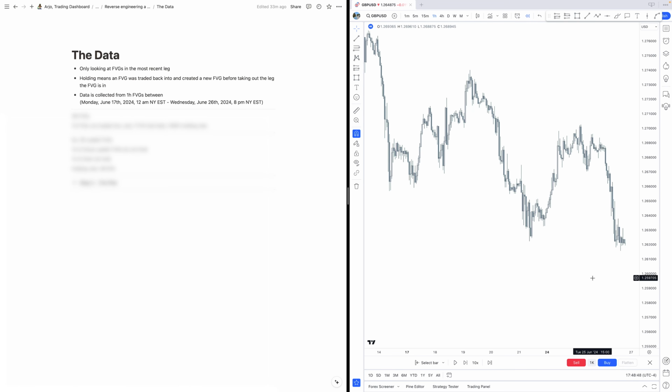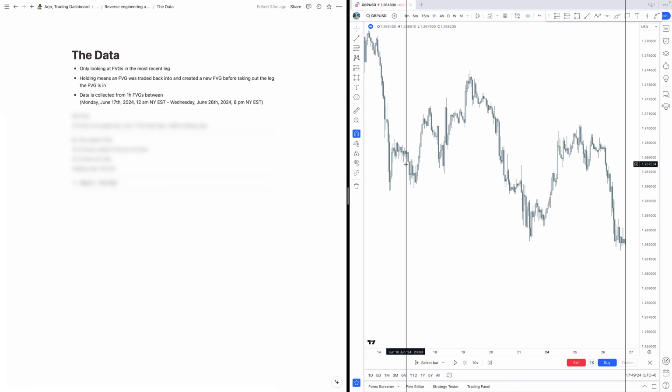All right, then we need to understand the data is collected from 1 hour fair value gaps on GBP USD right there between Monday, June 17th, 2024, 12 a.m. New York local time, and Wednesday, June 26th, 2024, 8 p.m. New York local time. Or simply said, whilst I'm recording this video, the last 2 weeks.